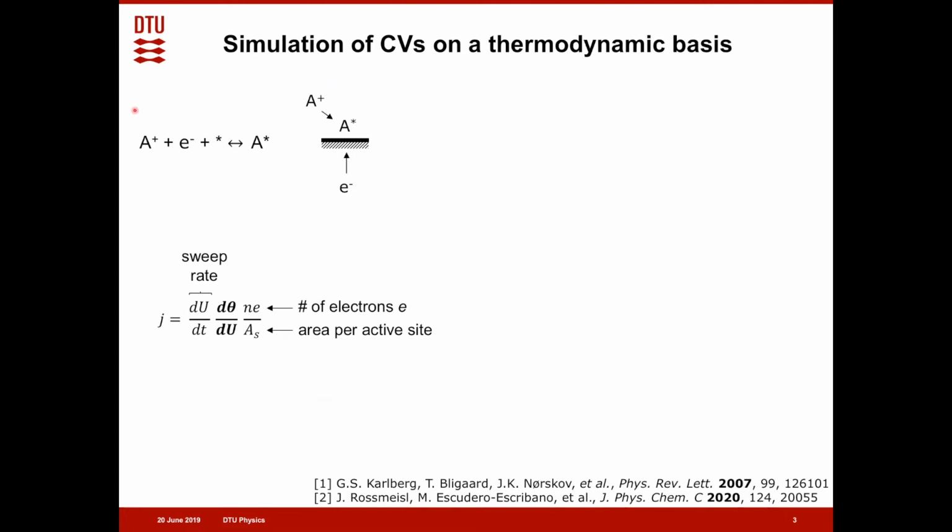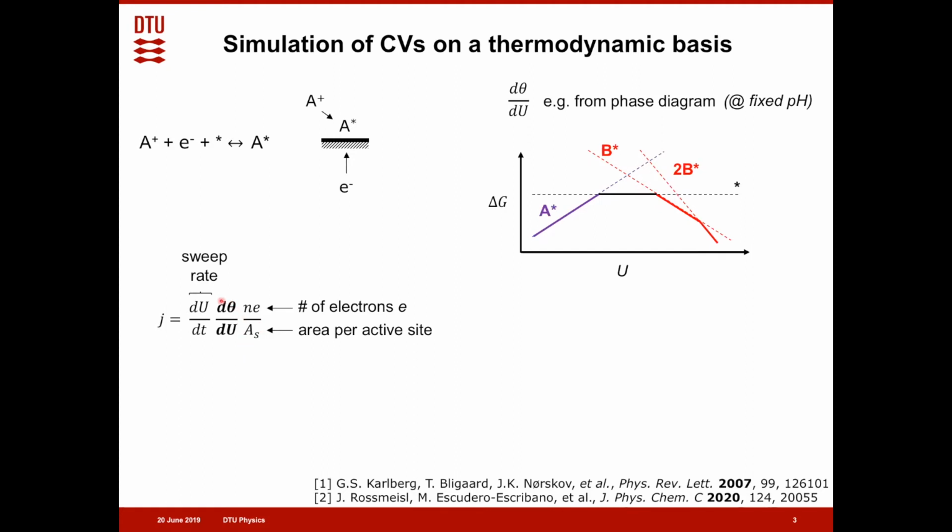And here we simulate electrochemical reactions or adsorption processes individually, for example, of a species A+ adsorbing while simultaneously consuming an electron. And we can express this current response by an expression where we expand the current density, which includes the sweep rate, the change in surface coverage of our adsorbate with potential, the amount of consumed electrons in the adsorption process, and an area normalization.